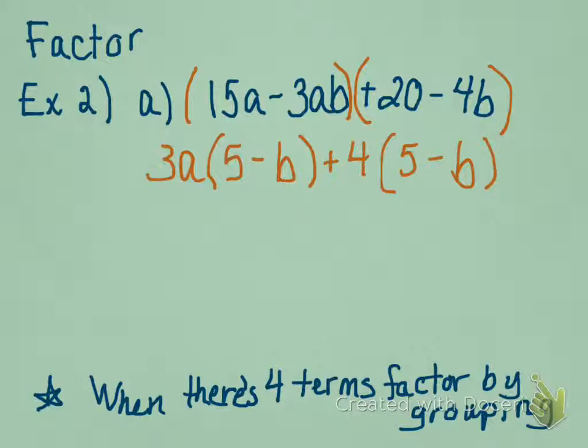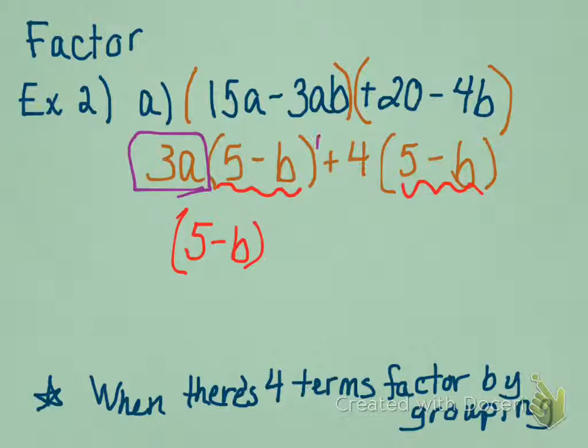So immediately you should notice something. The first thing you should notice is that your parentheses match. When you factor by grouping, these 2 parentheses must match. Alright, so that becomes your first parentheses. Then your second parentheses becomes what is on the outside of both parentheses. So you have 3a plus 4.